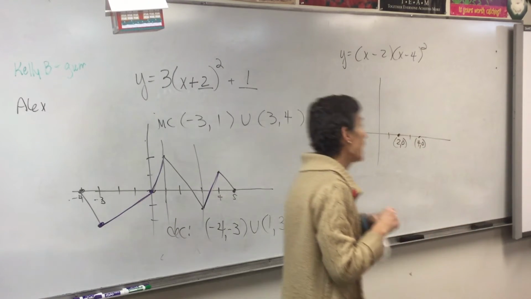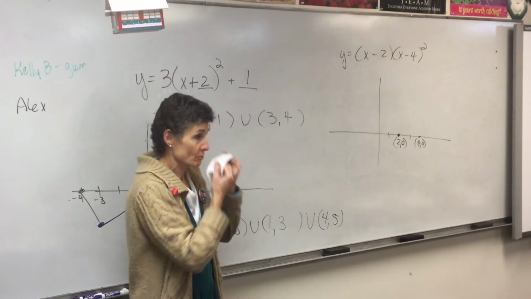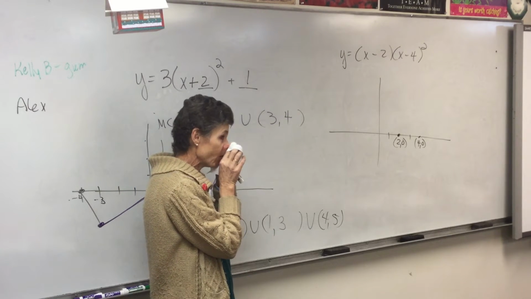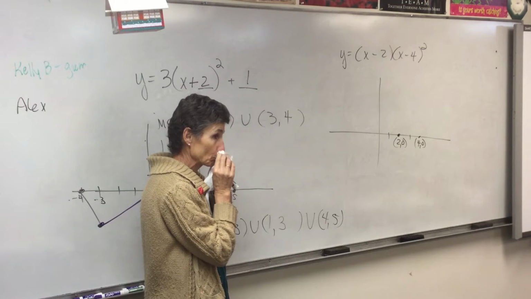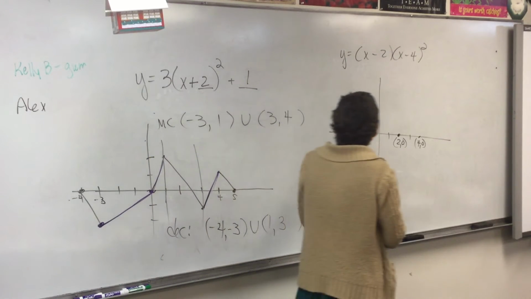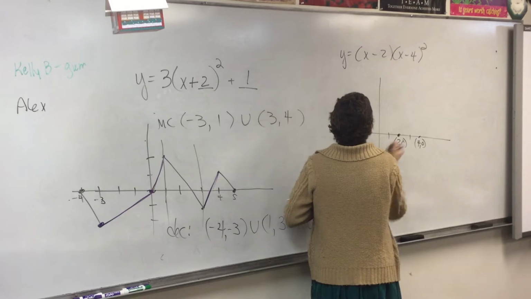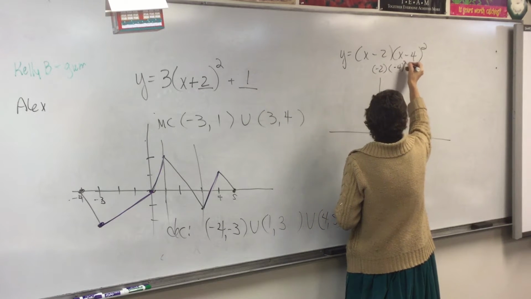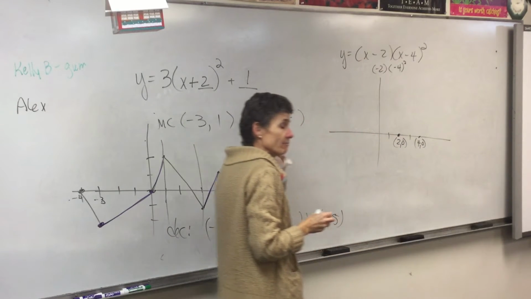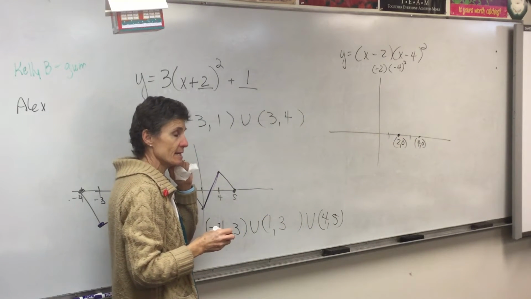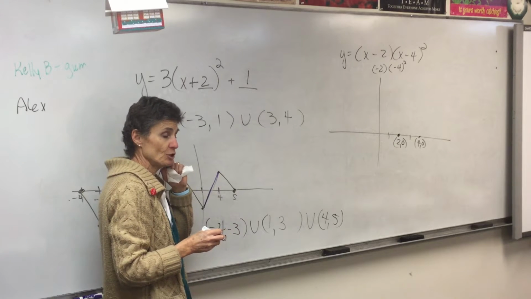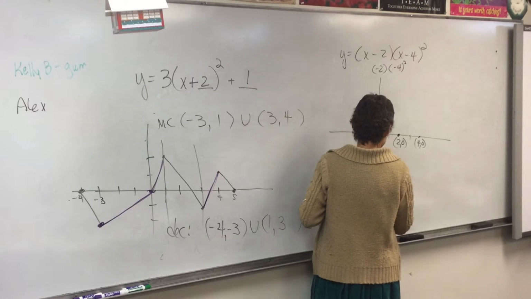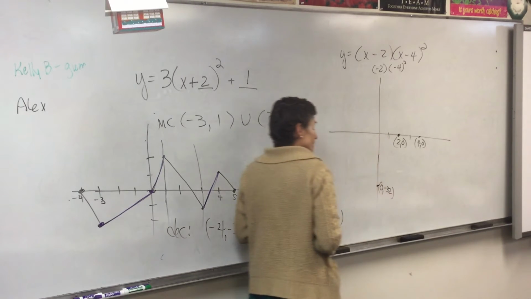Okay? Now, next, y-intercept. We already talked about y-intercept. How do you find a y-intercept? Put 0 in for x. So if I put in 0 for x, I get -2 times -4 squared. What is -4 squared? 16 times -2, -32. So I have a y-intercept down here at -32.